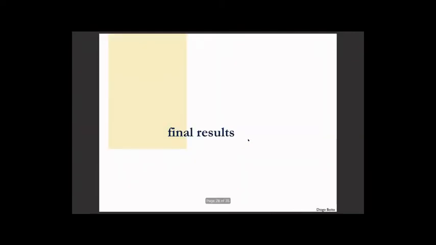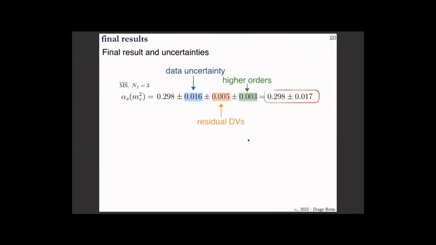So this is the final result for alpha_s at m_tau squared with FOPT. This is the data uncertainty, which is the dominant one. So the value is essentially 0.3. And then we have a data uncertainty of 0.016. DVs give a contribution to the error of 0.005. Then there is a contribution from truncation of perturbation theory, which is rather small. And we get this value.